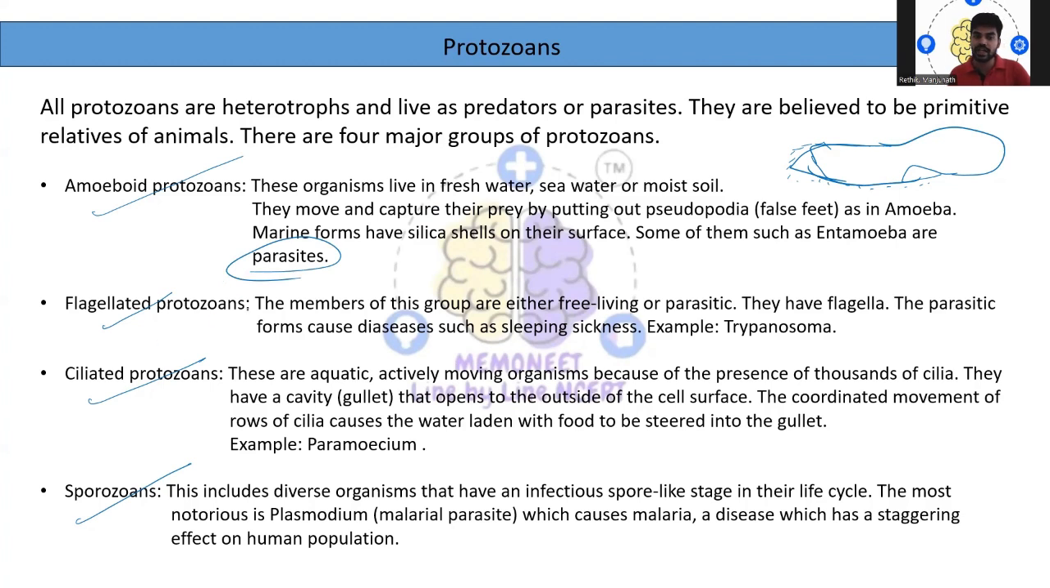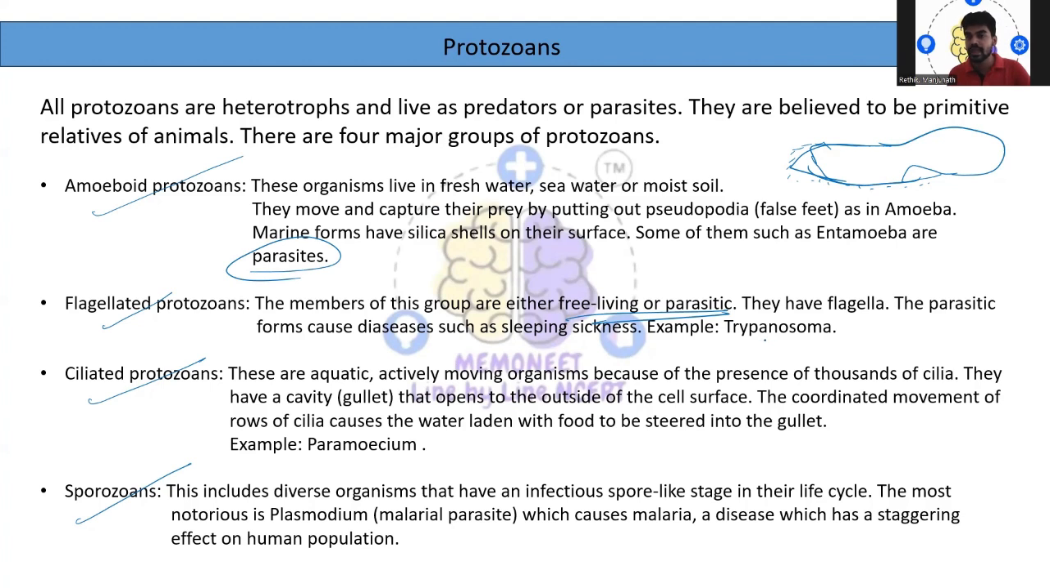Then we have the flagellated protozoans. In flagellated protozoans, so what happens? They are either free living or they are parasitic in nature. So they have flagella. The parasitic forms cause what? Diseases such as sleeping sickness.